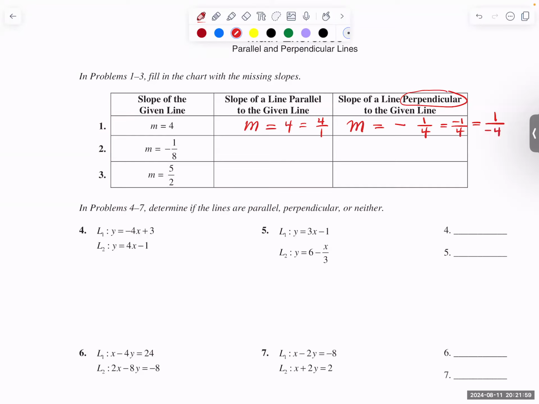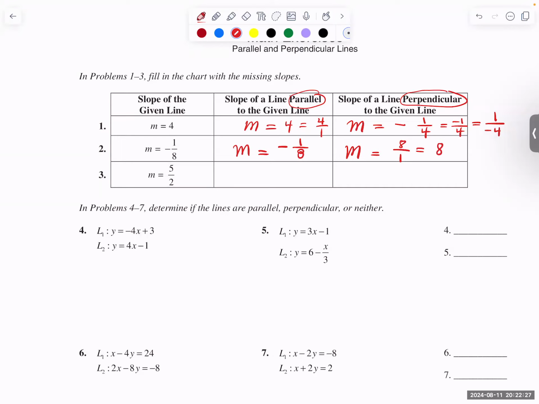Number 2, given a slope of negative 1/8, every line parallel will have an equal slope. So negative 1/8. And every line that is perpendicular will have a slope that's the negative reciprocal, or opposite in sign and positive, and 8 over 1, or simply the slope will be 8.